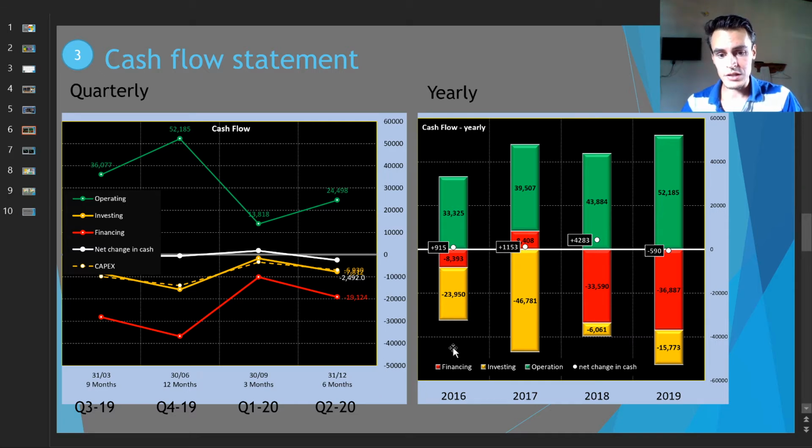But what is interesting to see here is the yearly cash flow statement. And I split every year the operating cash flow in green, investing cash flow in orange, and the financing cash flow in red. So this is to give you an idea of the balancing of the cash flow and how it is used. As you can see, over the last 4 years, the operating cash flow has been very strong, over $30 billion per year, which allowed them to reinvest this cash, also to pay some dividend, to buy back some shares, and even to pay down the debt.